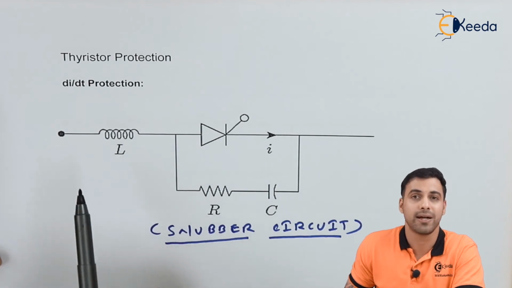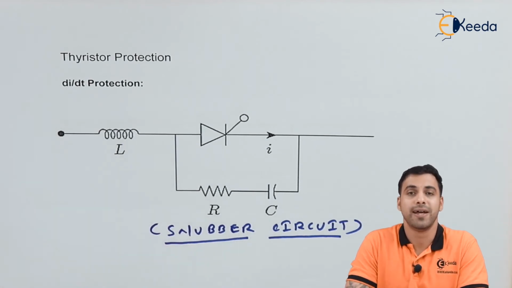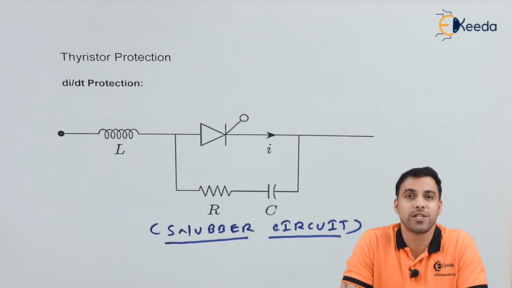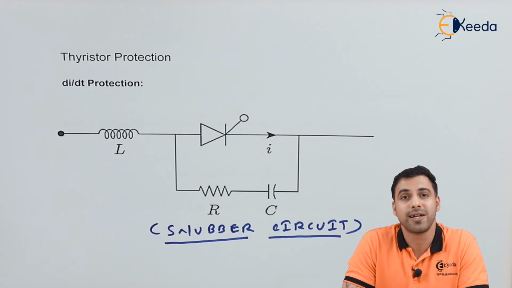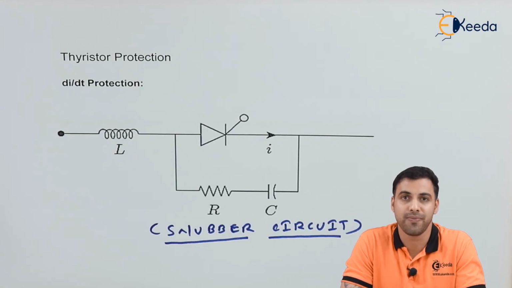What an inductor does is restrict a sudden change of electric current. In other words, it does not allow a sudden change of electric current through it, and it limits the electric current. It never allows a sudden excessive value of di/dt, so that the thyristor cannot get damaged.